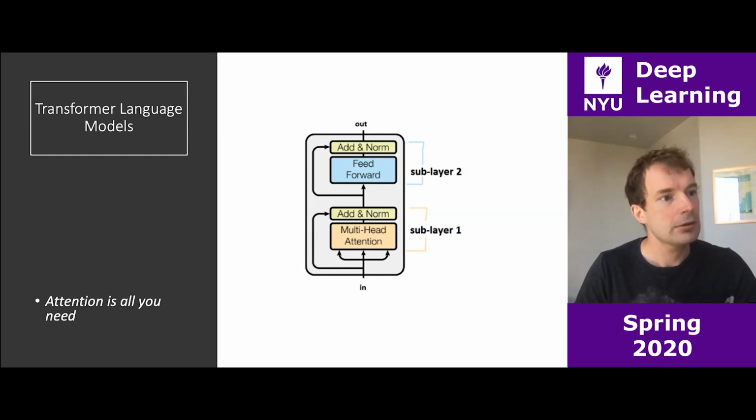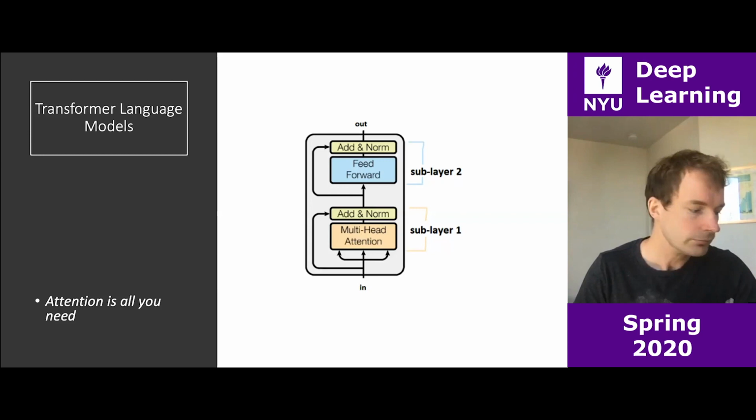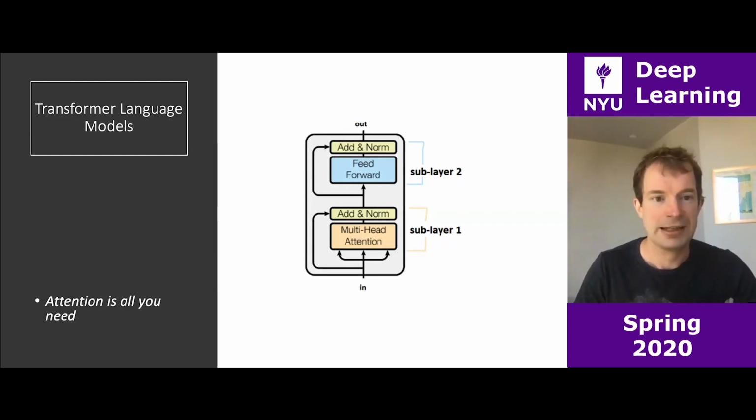So these sublayers are also connected by these boxes labeled add and norm. The add part just means this is a residual connection, which helps stop the gradients vanishing in large models. The norm here means layer normalization. I'm not going to go into layer norm in detail here, but it's actually very important to make these models work. And there's actually some subtleties about how exactly you do the layer normalization that makes a big difference in practice.